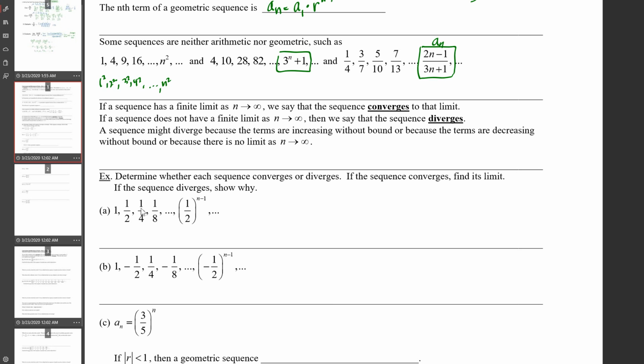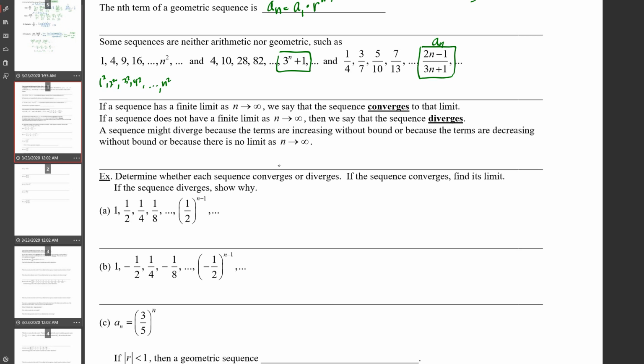First, we're going to do some examples. The first example says, determine whether each sequence converges or diverges. If the sequence converges, then find its limit. So what we're saying is, if we listed out all the numbers, would the sequence start to converge to some one number? And if it does, what is that number? And if it doesn't, then we will say it diverges.